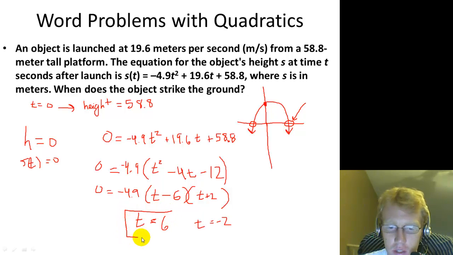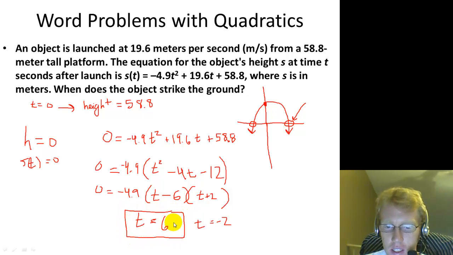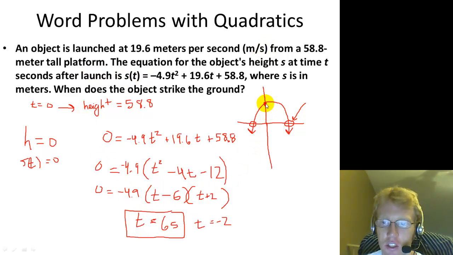So t equals 6, and the units here are 6 seconds because everything has been meters per second and time is measured in seconds. So 6 seconds after the launch, it'll go up and then come back down and land right here.